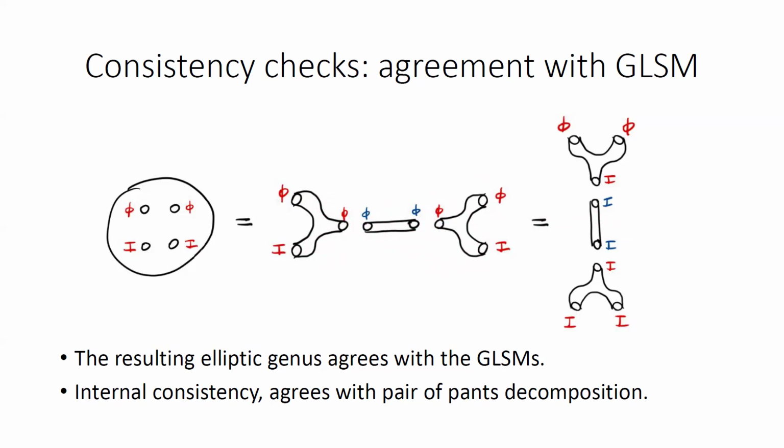So you can show that you can not only reproduce with this thing the ellipticness of the GLSM, but it also agrees under all of these non-trivial checks where you try to change the number of punctures or try to do the Riemann decomposition in different ways.